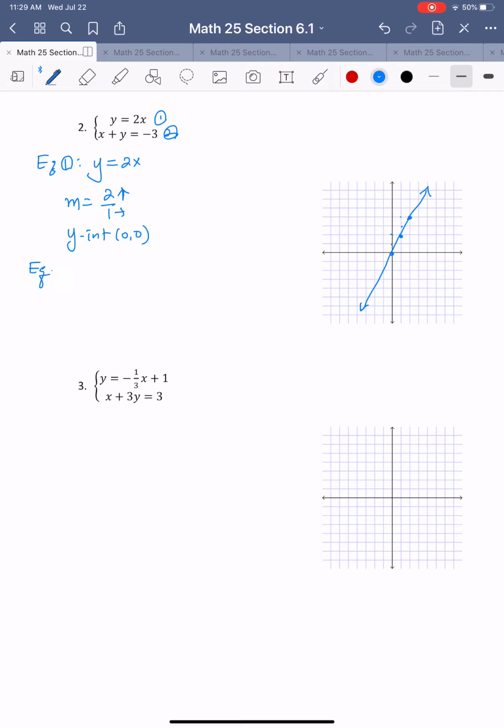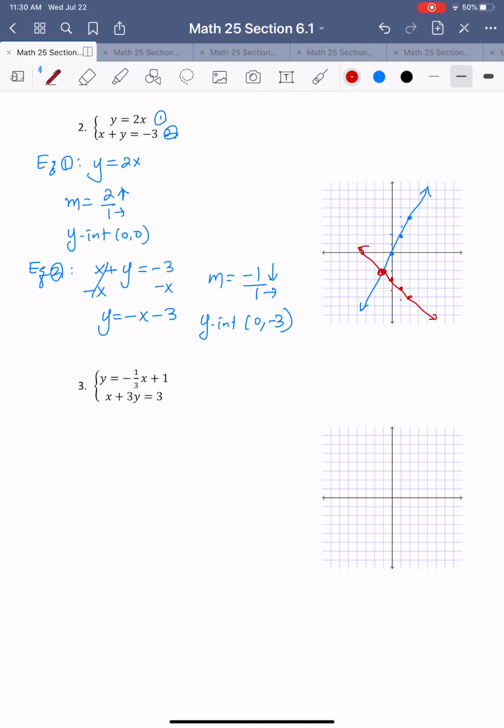Now, equation 2, you have x plus y equals negative 3. So to solve for y, subtract x from both sides: y equals negative x minus 3. The slope is negative 1 over 1, which is down 1, right 1. The y-intercept is 0, negative 3. So from 0, negative 3, right here, go down 1 and right 1, down 1 and right 1, which is also the same as up 1, left 1. See, this is a line.